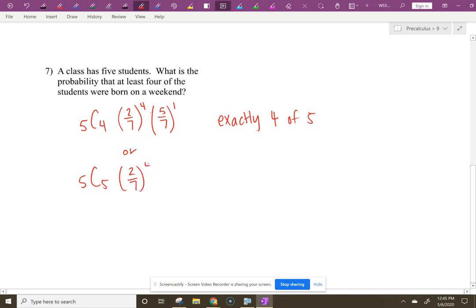Well, in probability, it's kind of nice that probability is always kind of the same. If you say and, you multiply things together, like 4 of the people had to be born on a weekend and 1 had to be born on a weekday. That's why I multiplied these things together, because I kind of have to use the word and in English there. When you use the word or, that means addition in probability. So I'm going to have to find that first probability, and then I'm going to find that second probability. And since it's an or problem, I'm going to have to add those two together.